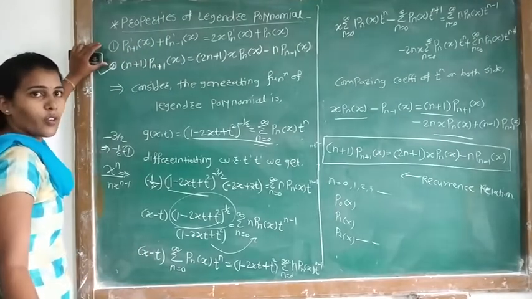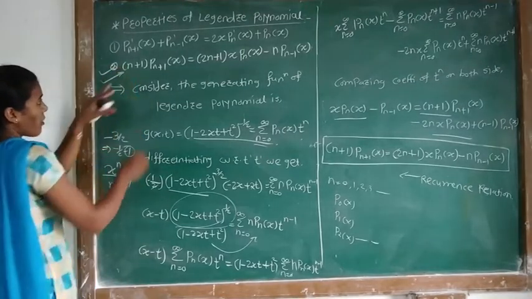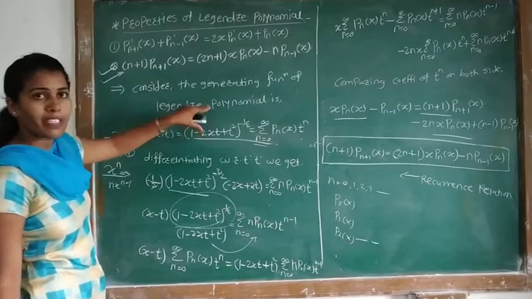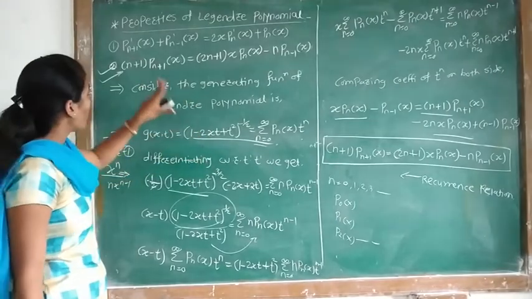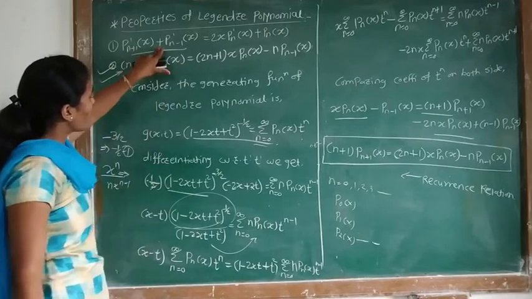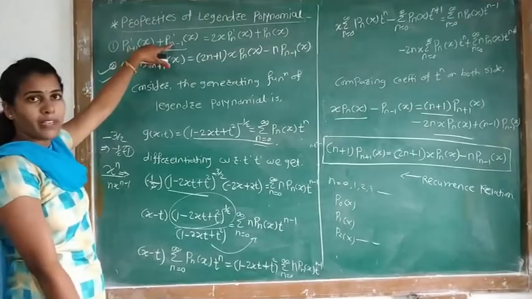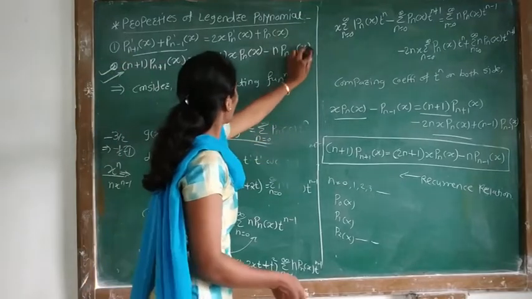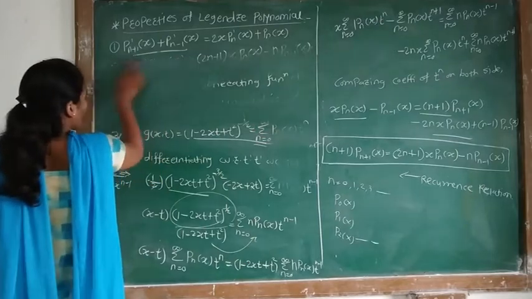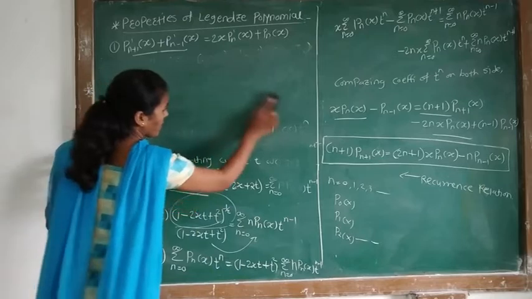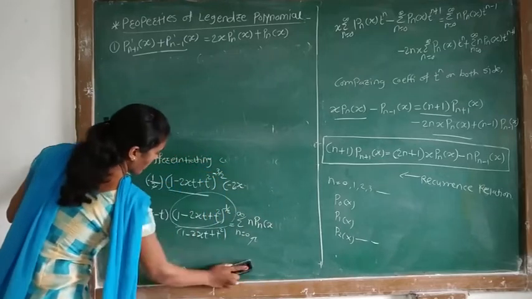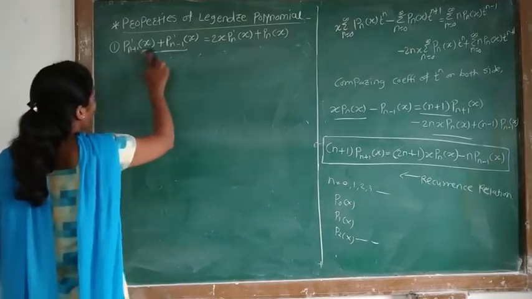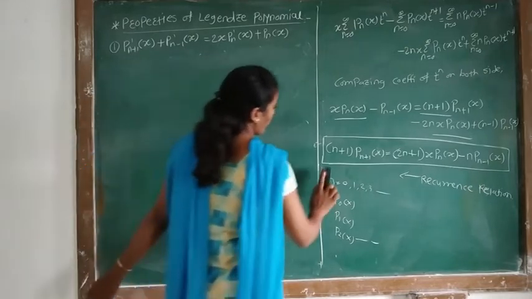I will tell you one thing. If we have to solve this kind of property, then you differentiate the generating function of the Legendre polynomial with respect to t. But if we have to solve this kind of property, then you differentiate the generating function of the Legendre polynomial with respect to x. Now we will solve this second property. This property is very important, and questions are always asked in the exam on the basis of the following property.